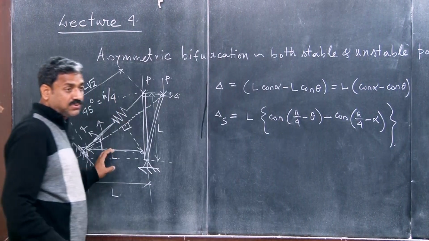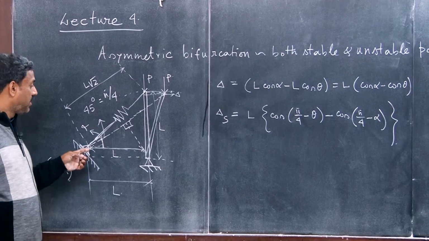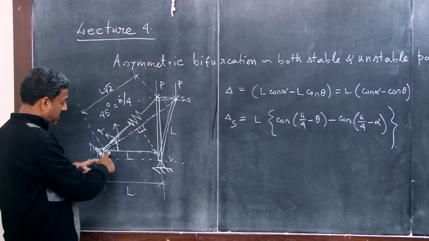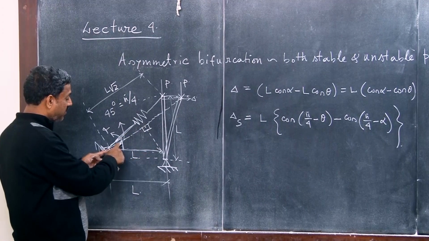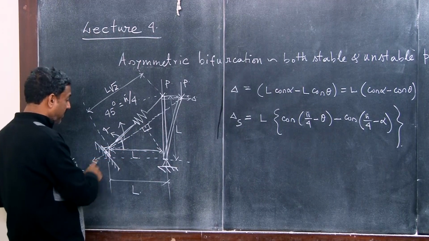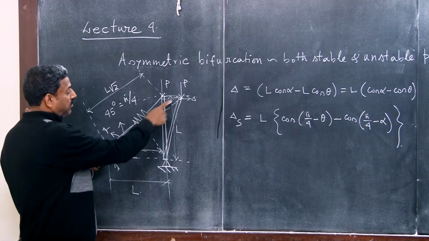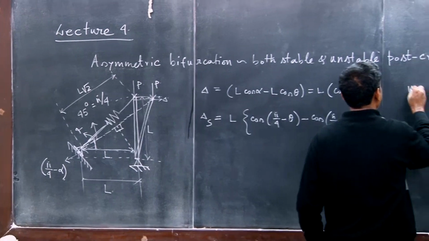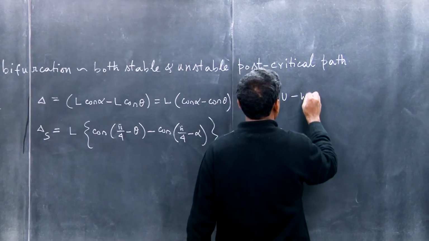Understand, right? All of you understood, right? Why is it so? Because we are dropping a perpendicular from this point to here, and if this angle is alpha, then the cosine of this angle is nothing but pi by 4 minus alpha. So 2 times of this. Okay, that's what we have here. So the potential energy function phi is strain energy minus work done.